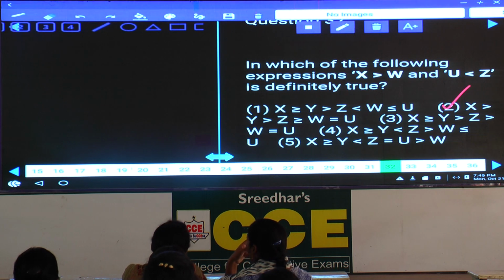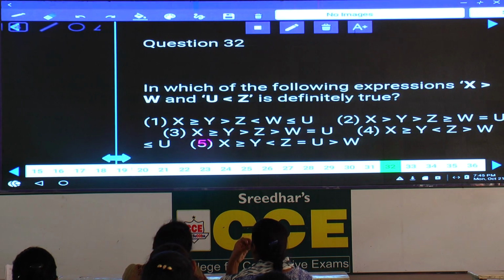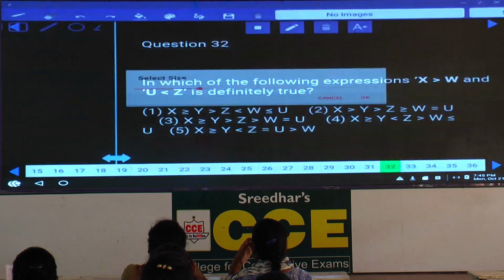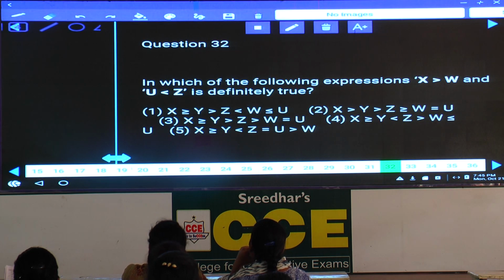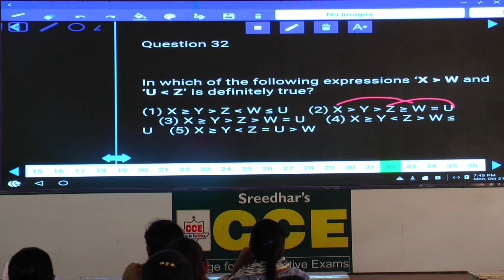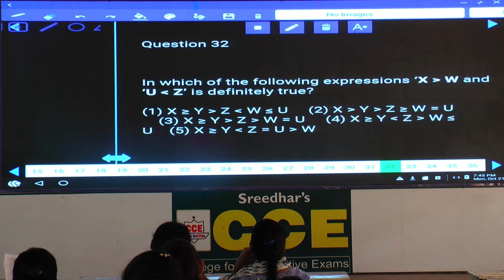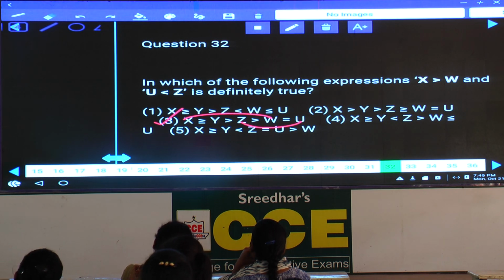Now the second one, x greater than w. Between x and w, x greater than w is definitely true. Next one, z and u, z greater than or equals to u means u lesser than or equals to z. But as here it is only lesser than, hence the second conclusion cannot be your answer. Then coming to the third, x and w, x greater than w is true. And z greater than u, that means u lesser than z, definitely true. Choice 3. Question number 32, it is choice 3.